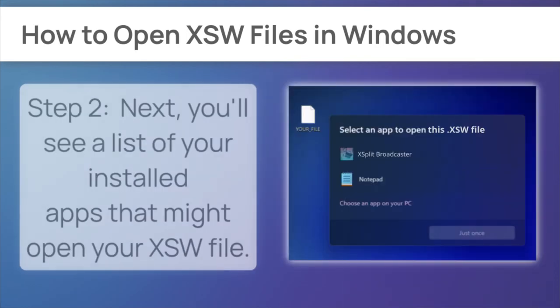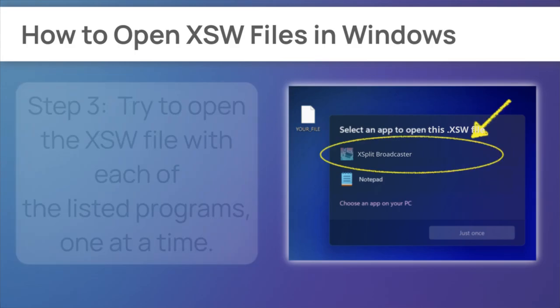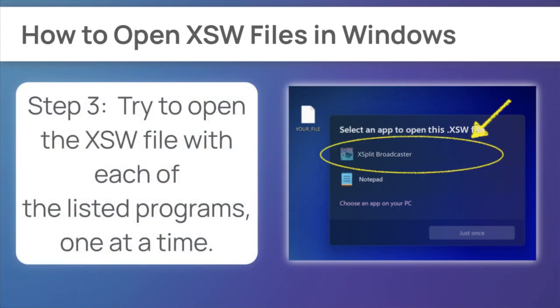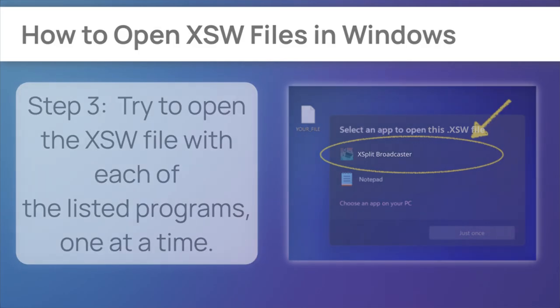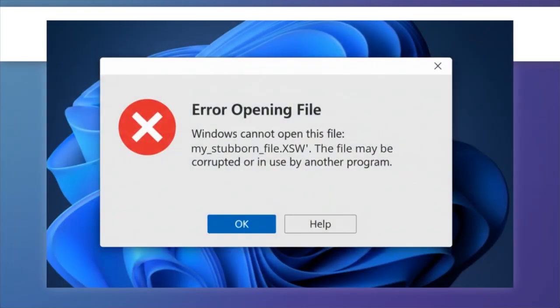Right-click your XSW file and click Open With. If XSplit Broadcaster is an option, try it. If it fails, select another program. We must find the right software association. If your XSW file is not opening yet, that is normal.